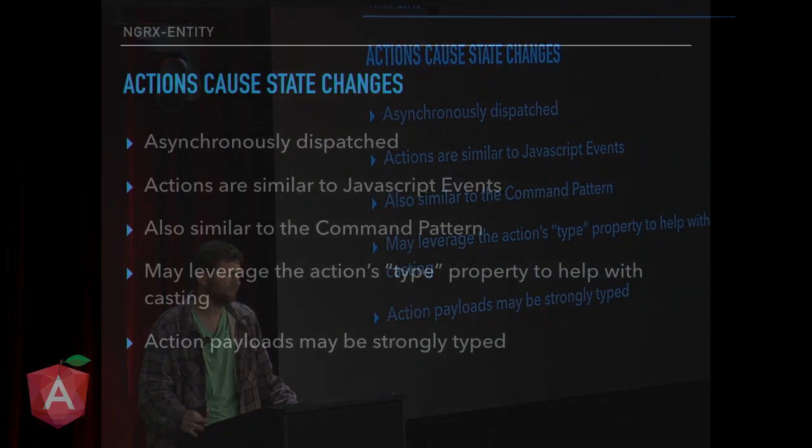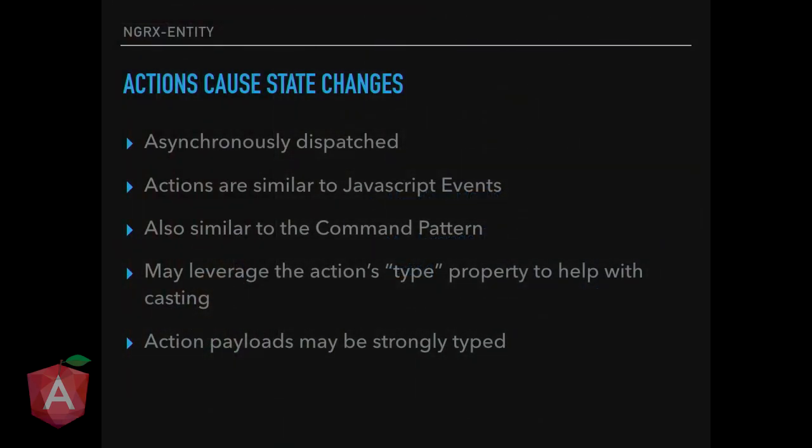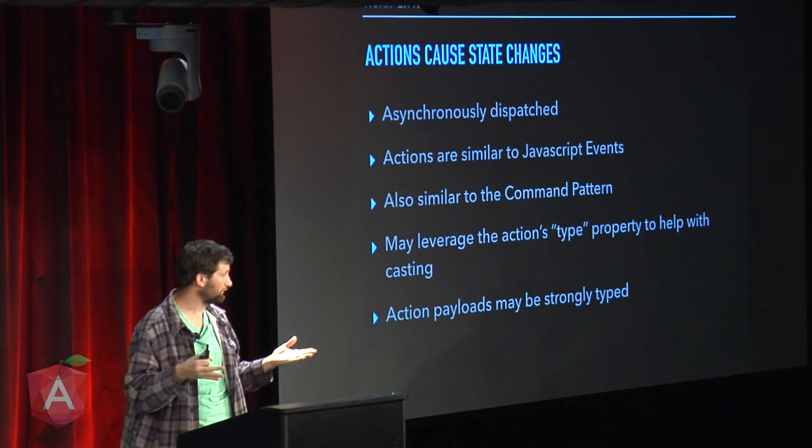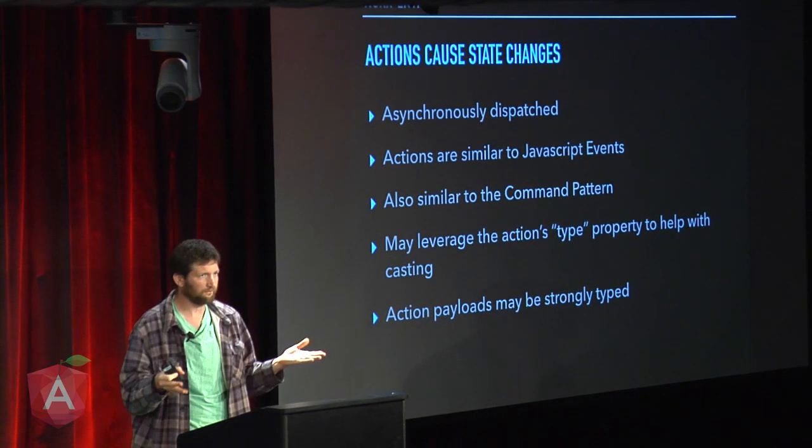Now, one of the big things with this whole paradigm is that you have these actions that cause state changes. Rather than you digging into a state and manually within, let's say, a drop-down box changing the state of a task, you fire these actions off. And they're asynchronous. They're a lot like JavaScript events or the command pattern. And they'll leverage the action's type property. The only thing common among these actions is they have a type, which is a string, and that kind of separates every sort of action from every other.